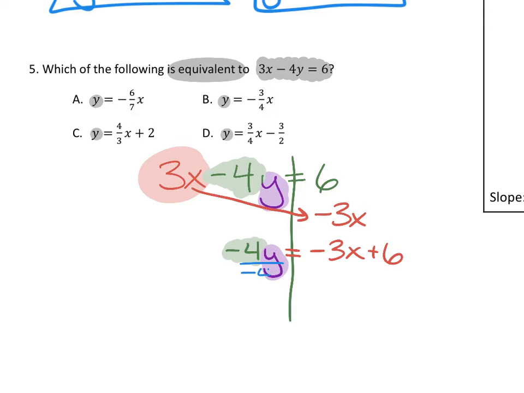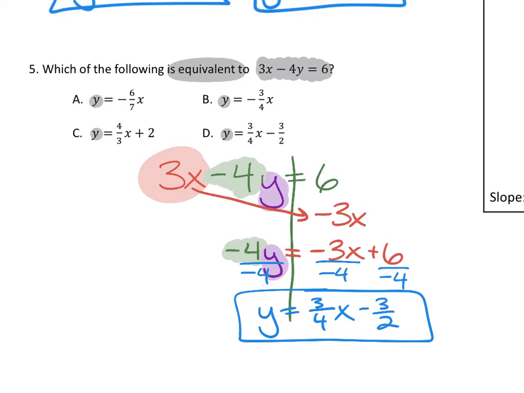We're going to divide by that coefficient, which is negative 4, to every term on this side, which means that we're going to end up with y equal to negative 3 divided by negative 4, which is 0.75 or 3/4 x. And then 6 divided by negative 4, keep it as a fraction, everybody, is negative 3/2. And guys, this matches answer choice D. That is the equivalent or same expression, just written in a different format.